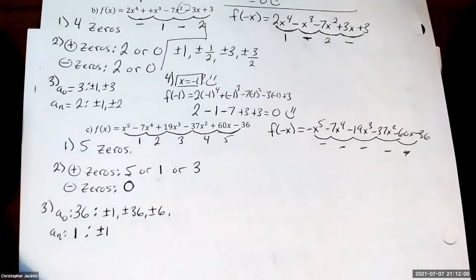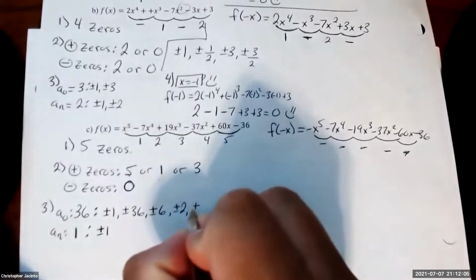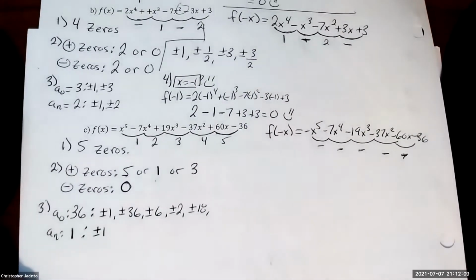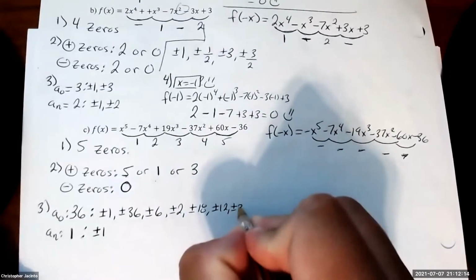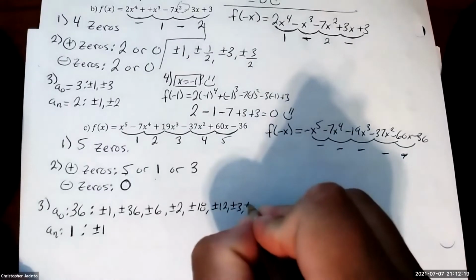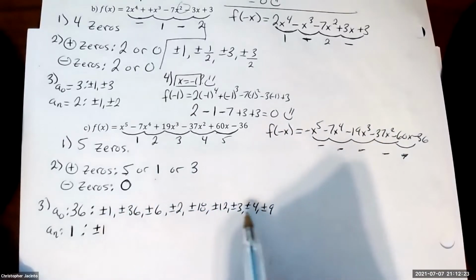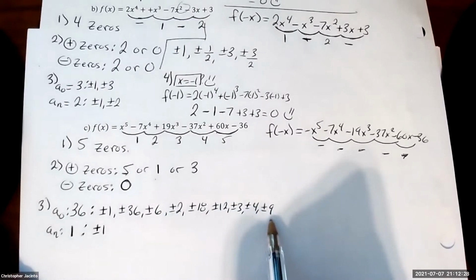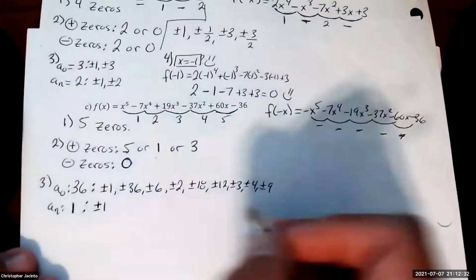Just a couple more. 2 and 18. 2 times 18. Good. 2 and 18. 12 and 3. Good. 12 and 3. 4 and 9. Yep. 4 and 9. And I think that's all of them. Yep, I think that's all of them. Okay. So what is our list compiled of?